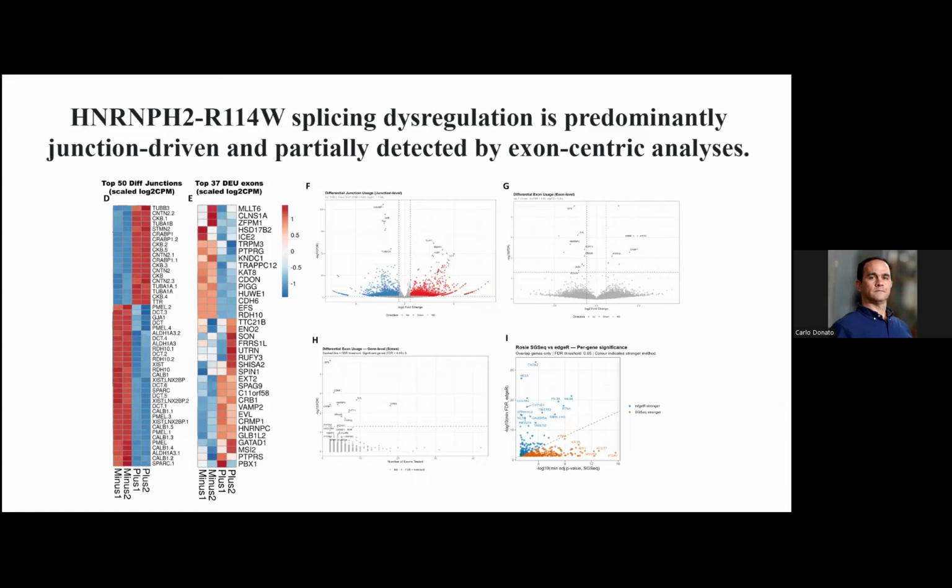So our heat maps and volcanoes show that junction usage is the clearest difference between minus and plus, while exon-based signals only tell a small part of the story. And we use overlap panels to show which genes have consistent splicing signals across methods, and volcano plots to compare effect sizes and significance. So what we see is that splicing problems are mainly driven by what happens at the junctions, while exon-based views miss much of the signal, just as focusing on blocks would overlook critical problems happening at the intersections.